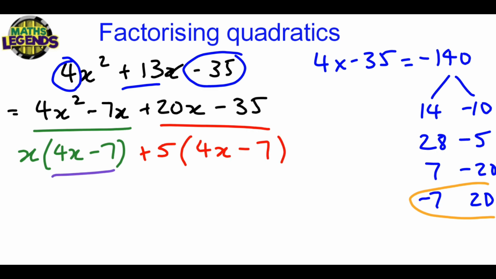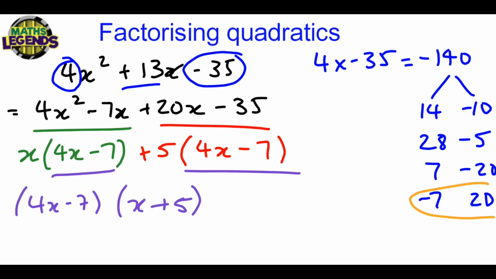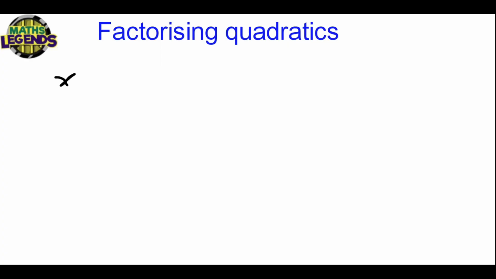Now these two brackets are the same, so we can take those out as a factor. So 4x minus 7 bracket x plus 5. So now we have factorized the quadratic equation. Let's look at another example. X squared minus 1. So here notice we don't have an x term. So effectively what this says is 0x in the middle. So our approach stays the same.